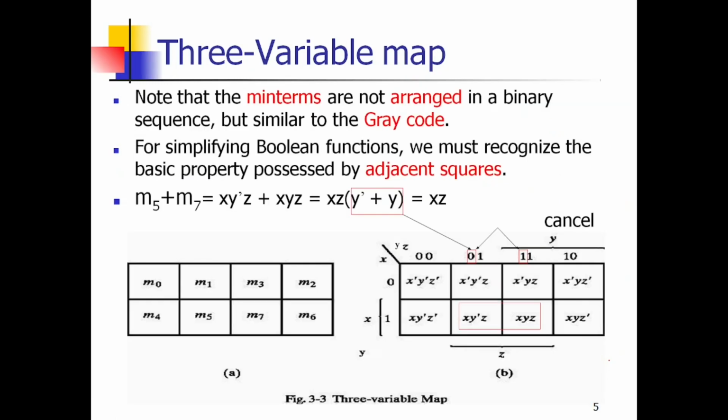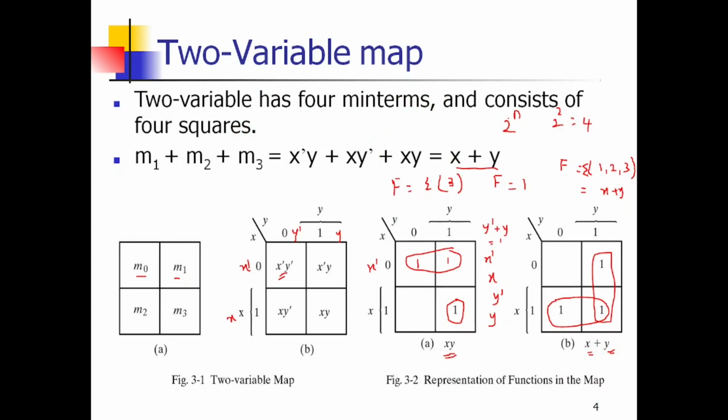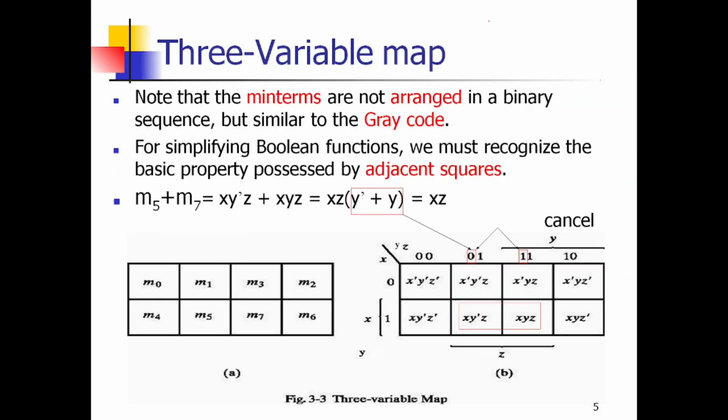And next is the 3 variable K map. How many cells does this 3 variable K map consist of? We have to follow the same formula, right? Here we have mentioned the formula, 2 power n. So the number of cells in the K map can be found with the help of the formula 2 power n. Here n is the number of variables, which is 3. So 2 power 3, and 2 power 3 is 8. So we can say the 3 variable K map consists of 8 cells.